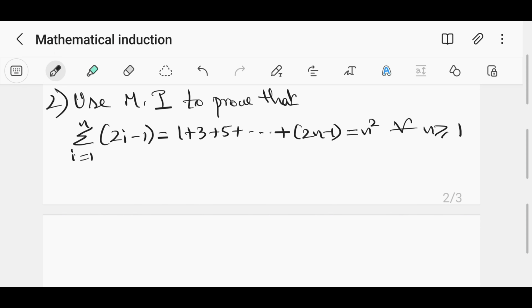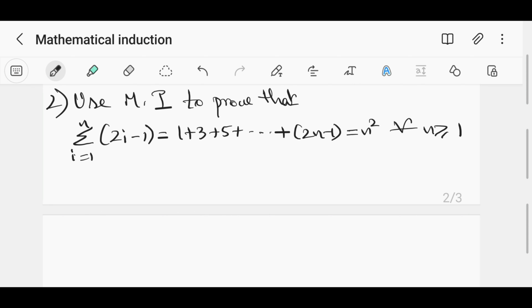So the second question here is to prove this given statement by mathematical induction. The statement is summation of 2i minus 1 is equal to 1 plus 3 plus 5 plus so on plus 2n minus 1 is equal to n square. This is nothing but the sum of odd numbers. So this is equal to n square for all n greater than or equal to 1. This has to be proved by mathematical induction.